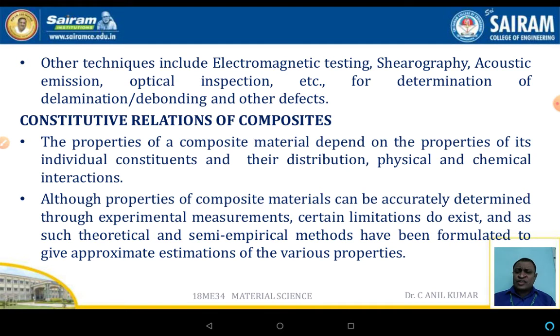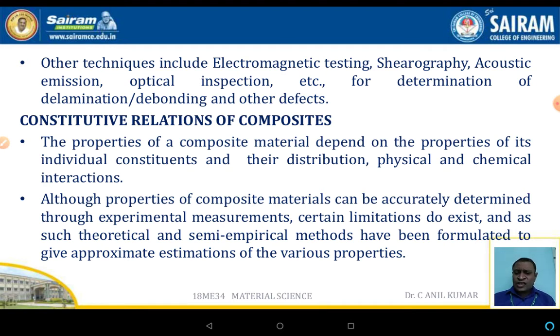The constitutive relation of the composite. The constitutive relation of the composite is primarily essential to identify the properties of the material theoretically. The properties of the composite material depend upon the properties of its individual constituents and their distribution, physically as well as chemically. Although the properties of the composite materials can be accurately determined through experimental measurements, certain limitations do exist.